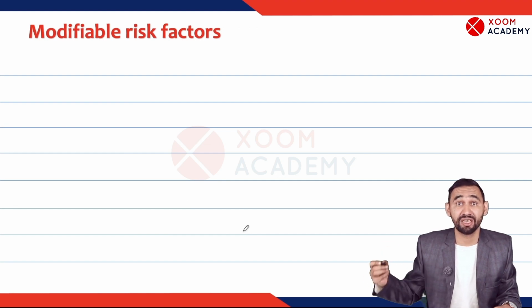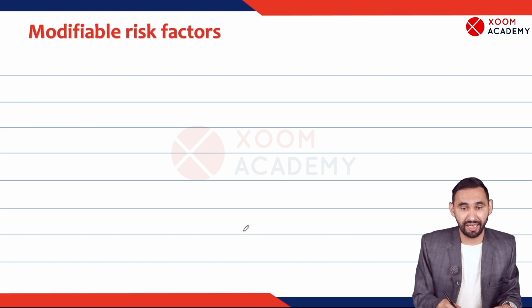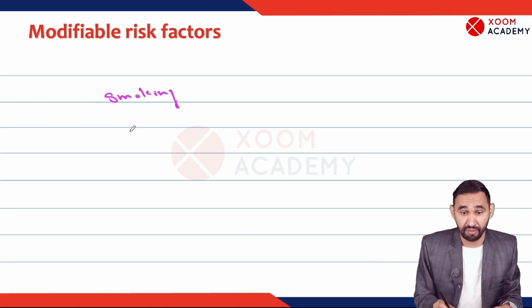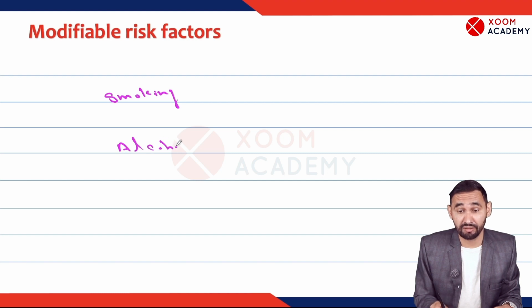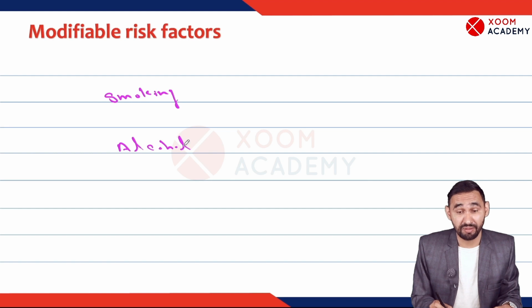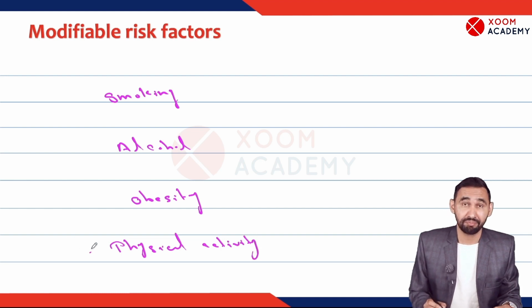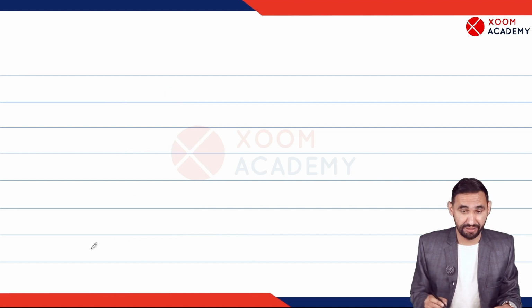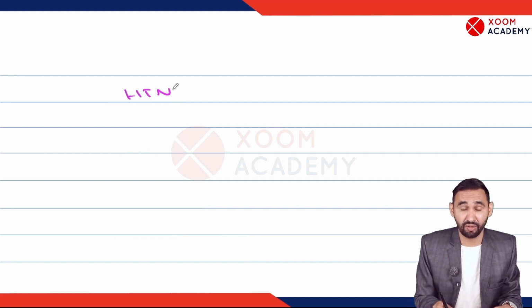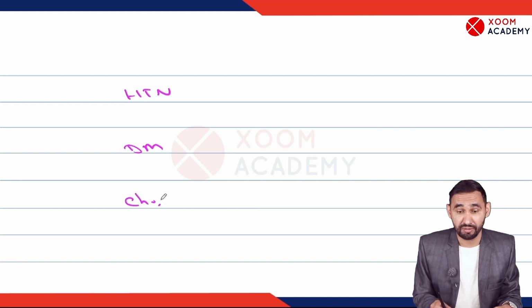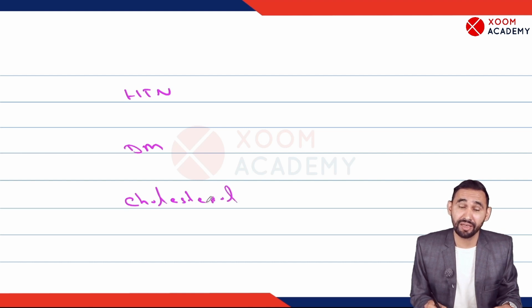But there are certain modifiable risk factors which can be changed, which can be modified, like smoking. One can stop smoking. Alcohol: excessive use of alcohol causes heart disease. Patients can stop alcohol. Obesity. Weight can be controlled. Physical activity. These diseases arise due to lack of physical activity, so patients are encouraged to perform physical activity. Hypertension, blood pressure can be controlled. Diabetes, sugar levels can be controlled. Serum cholesterol can be treated and managed. So incidence reduces if we control cholesterol, diabetes and hypertension.